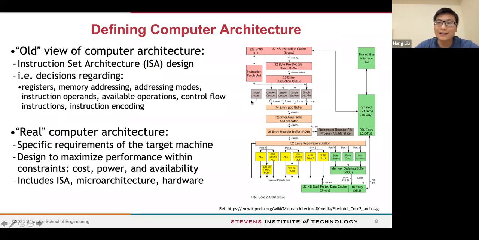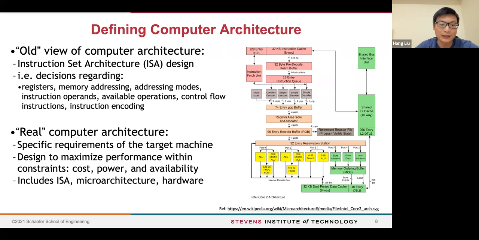Well, computer architecture, I have to be honest with you. At the very beginning, before the 1980s, computer architecture was only the instruction set architecture, or ISA. That includes the registers, memory addressing modes, operands, opcode, control flow instructions, and instruction decoding. But clearly today's computer architecture puts this as maybe a third of the total contents, because computer architecture now targets a lot more.